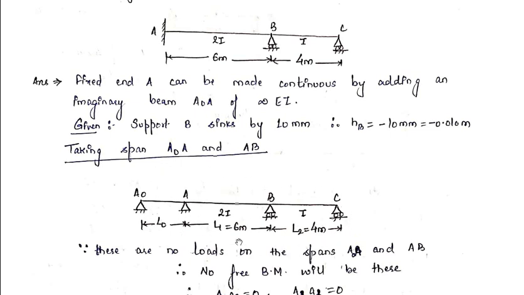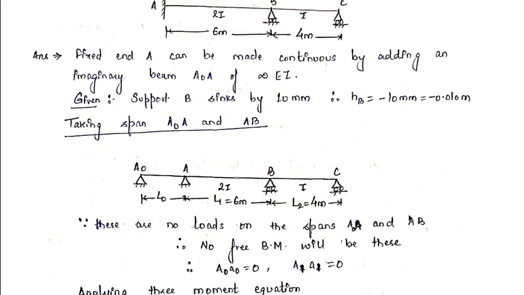the three moment equations. When we take A naught A and AB, the first step that we do is to draw the free bending moment diagram. Now, if you look at this question, there is no external load acting on A naught A and AB. So there is no need to draw the free bending moment diagram because there are no external loads. Since there is no bending moment diagram, the value of capital A naught into small a naught and capital A1 into small a1 will be equal to 0.